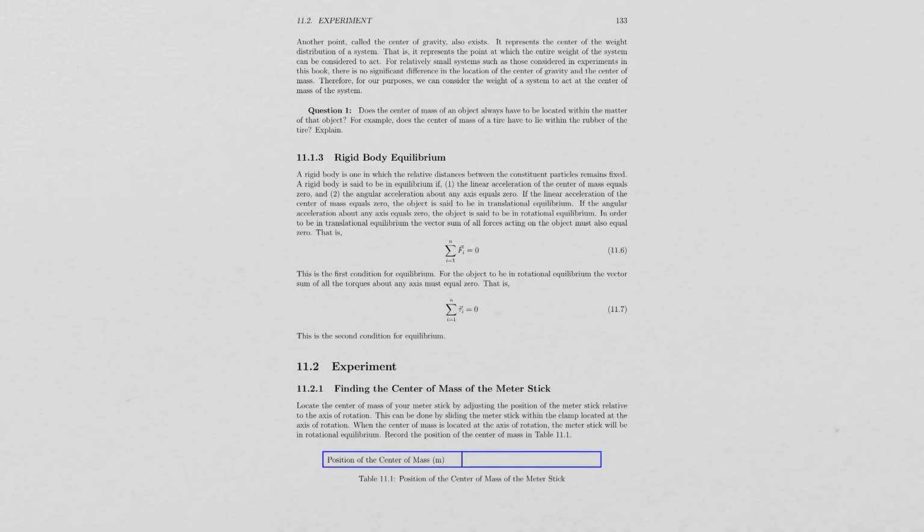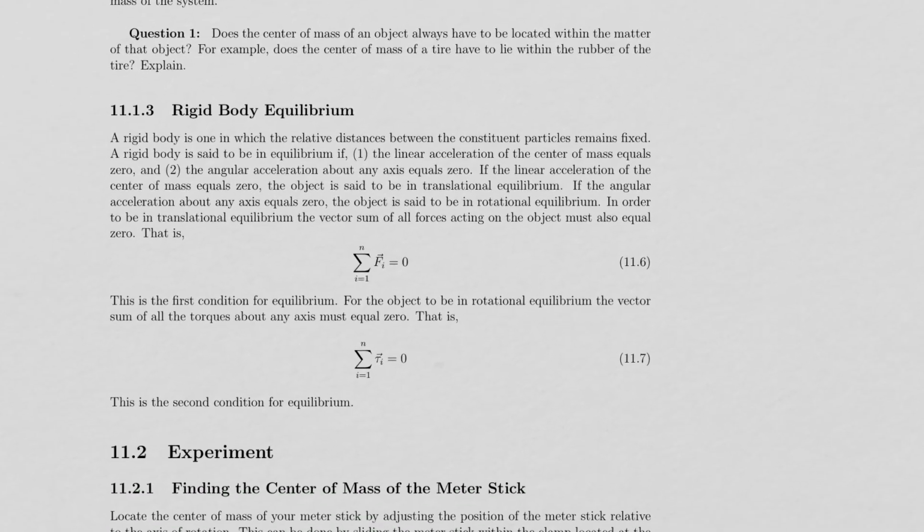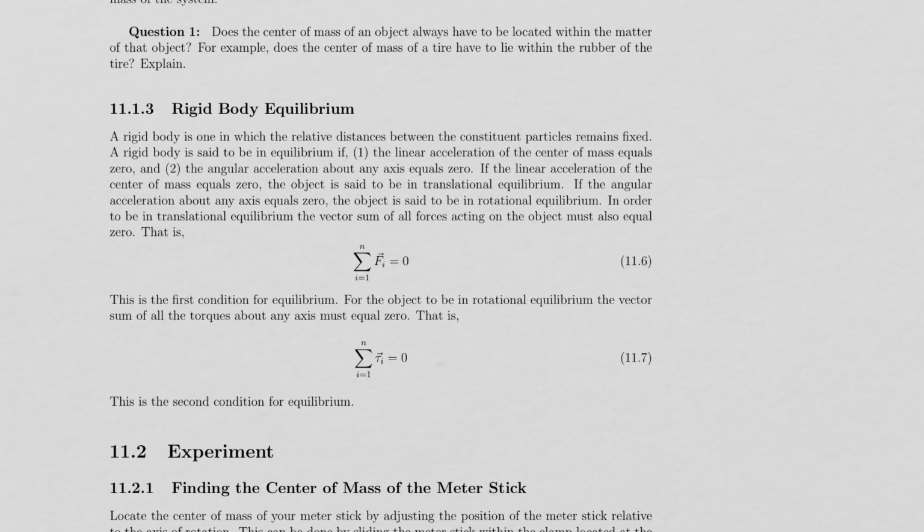I think it's on the 3rd page. It says, does the center of mass of an object always have to be located within the matter of that object? The hint I give is, does the center of mass of a tire have to lie within the rubber material of the tire, or can it be in the center of the tire where there's just air? So that's what it's asking. You want to make sure you answer that question: does the center of mass of the object always have to be located within the matter of the object?